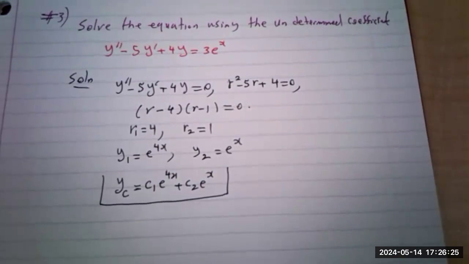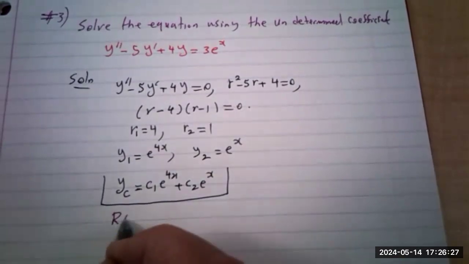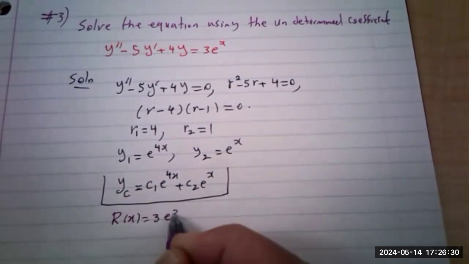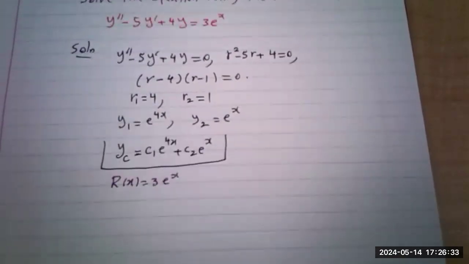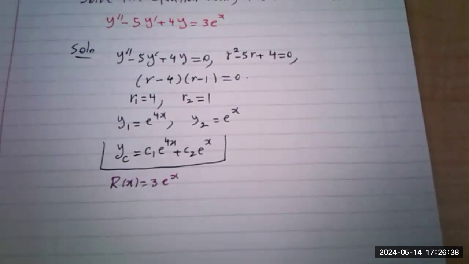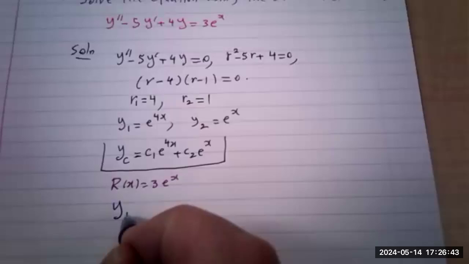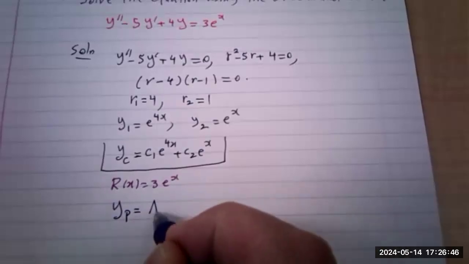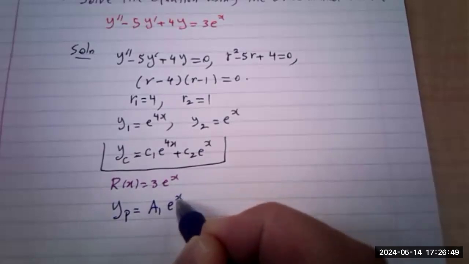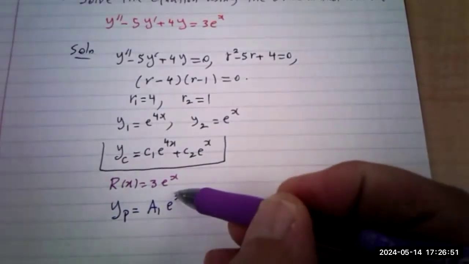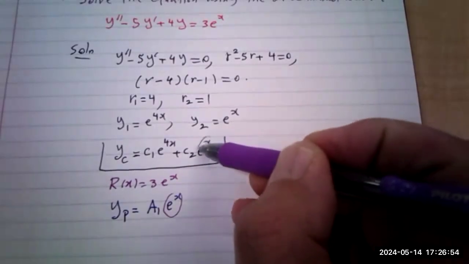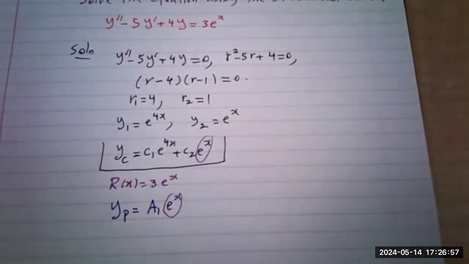Now we bring the r of x and we pick the yp. R of x is equal to 3e to the x. So the function is e to the x. The coefficient is a constant polynomial, so we have to create a constant polynomial with an unknown coefficient. So yp is going to be something like a1 e to the x. Then you test it. Remember, you shouldn't have any duplicated term in the yp and the yc. If it's duplicated, you have to upgrade it. You multiply by x, then again you check it.